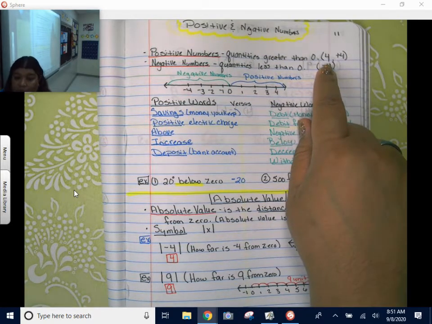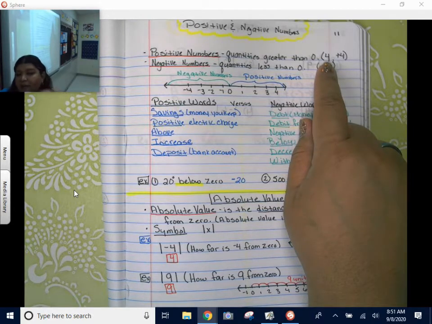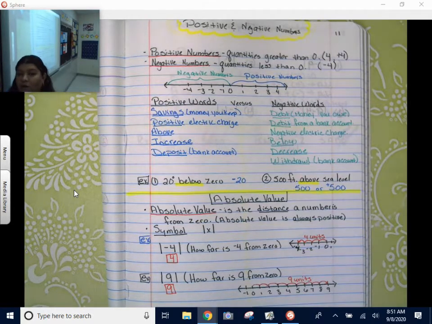So you can write them two different ways. Just the number by itself, there's an invisible plus sign there, or a positive 4 with a plus sign there. We prefer the invisible plus sign. We don't really need to write it. We know that is a positive number, all right?